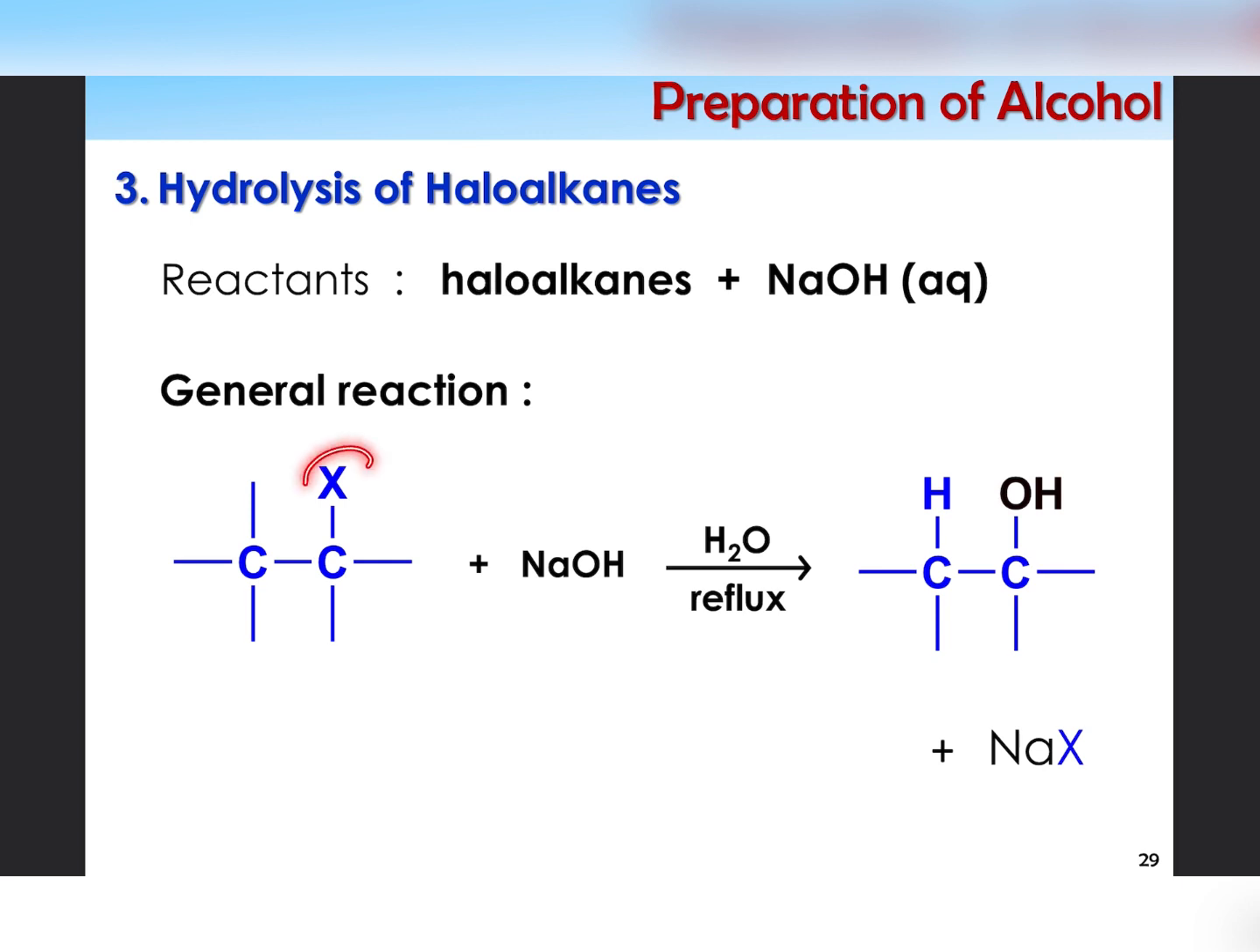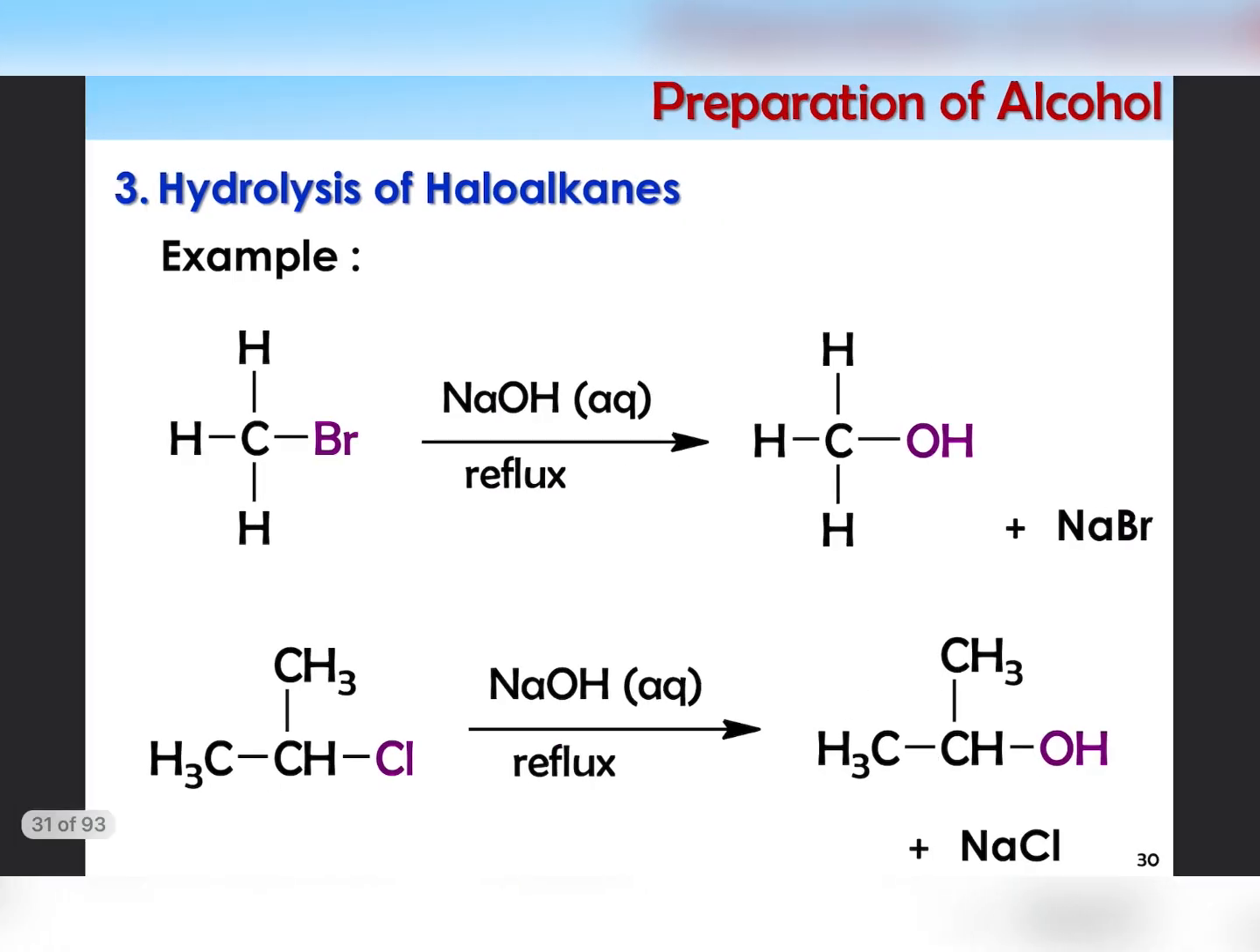Okay, ganti, substitute dekat position halogen. And your halogen akan combine dengan sodium to form side product lah. Jadi NaX. Okay, X is your halogen, boleh jadi Cl, boleh jadi Br. The next one, okay, kita tengok example, masih lagi hydrolysis of haloalkane. So, contoh you have this haloalkane. Okay, so tengok ada Br. So, at this position, kita akan ganti dengan OH.